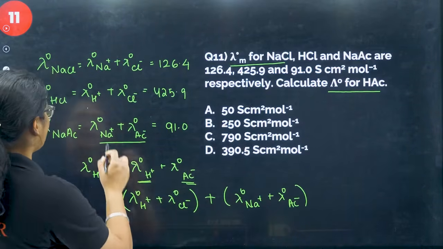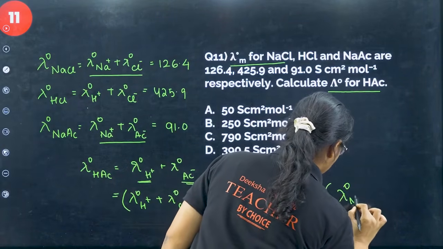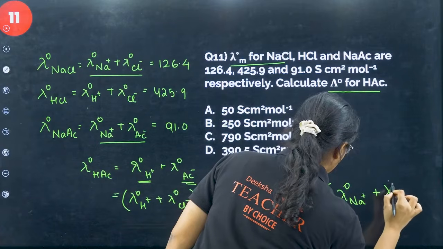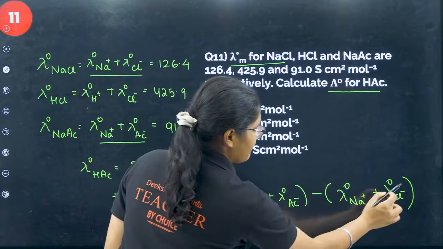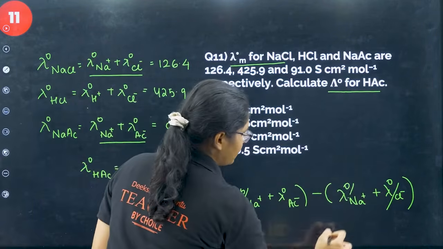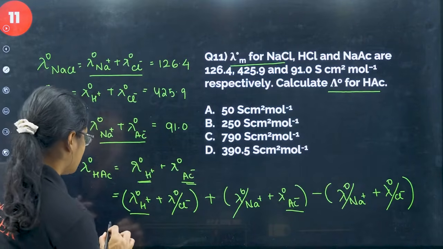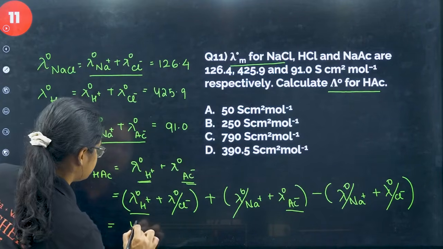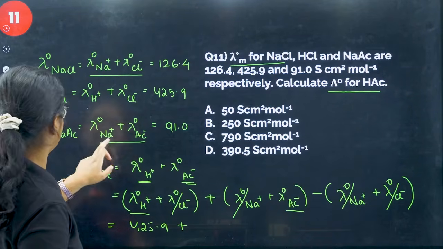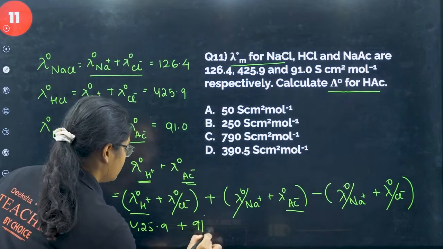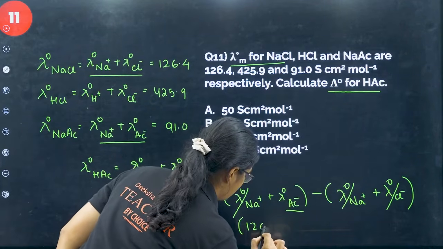So that I have to subtract, and where can I get that? I can get that from here. So minus lambda naught of Na plus and lambda naught of Cl minus. Now you can see in this equation, plus Cl minus Cl, plus Na minus Na, and I am left with H plus and Ac minus. So what operations do I have to do? I have to take this one, first is 425.9. Next I have this one, that is 91. These two I have to add, then I have to subtract this, 126.4.